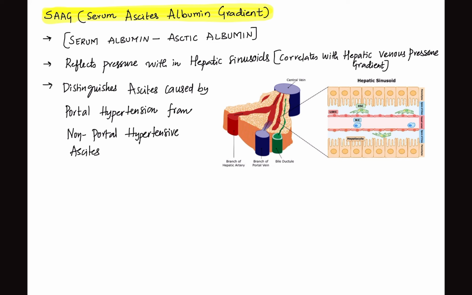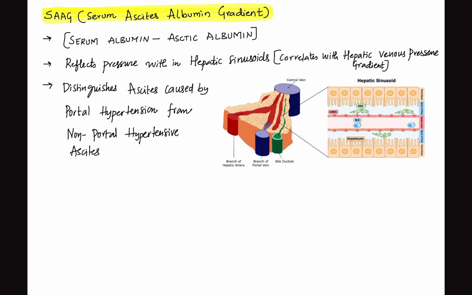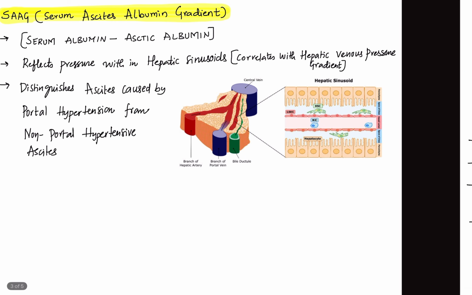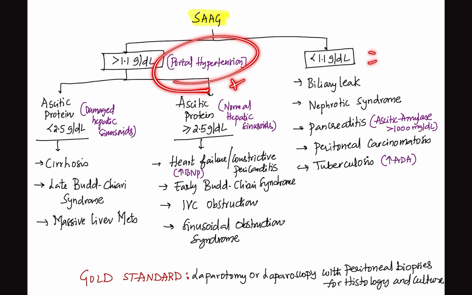Why are they asking these questions repeatedly? The reason is there is a little bit of confusion, because if you take Light's criteria of pleural fluid analysis, we'll be looking at transudate versus exudate. Exudative causes and transudative causes. Coming back to SAAG, it is almost similar to transudative versus exudative, but this SAAG is mainly differentiating causes based on whether there is portal hypertension present or absent.